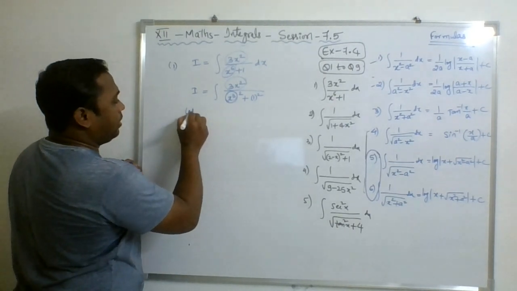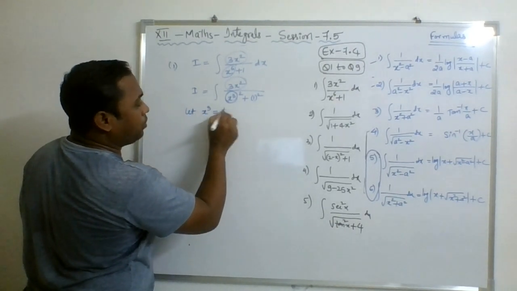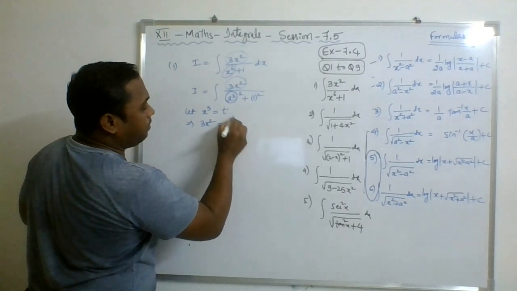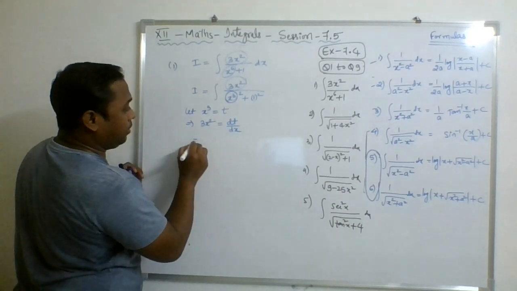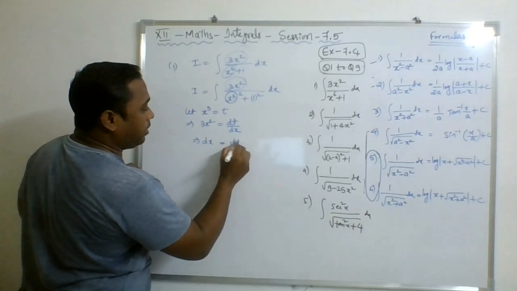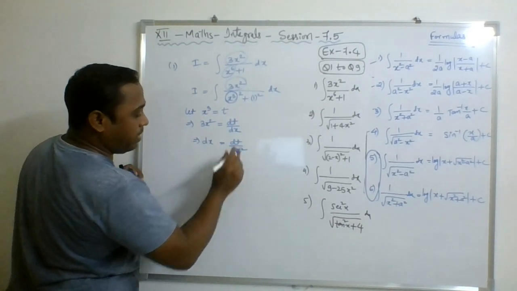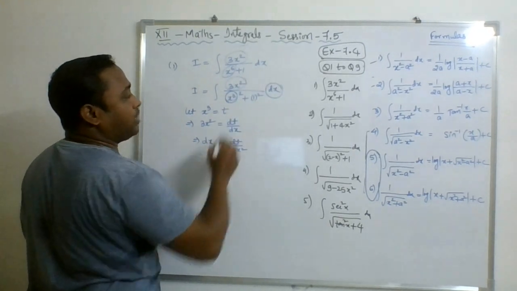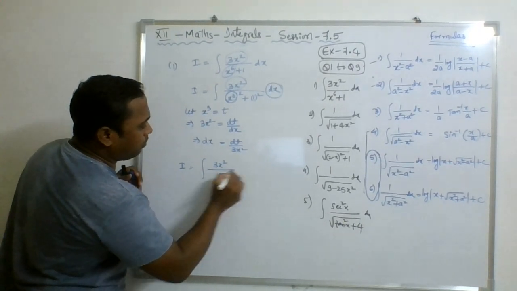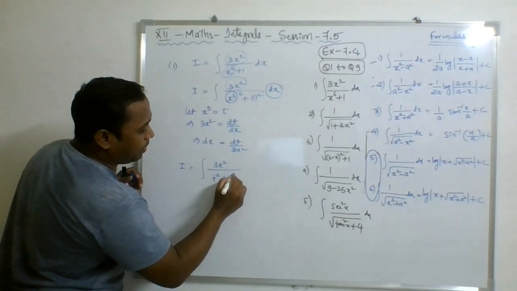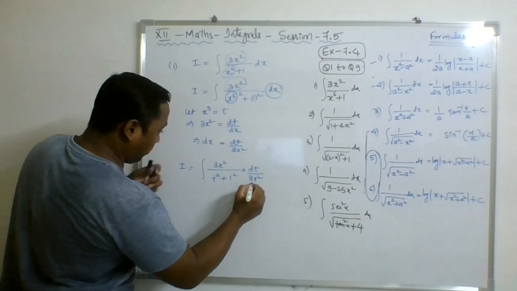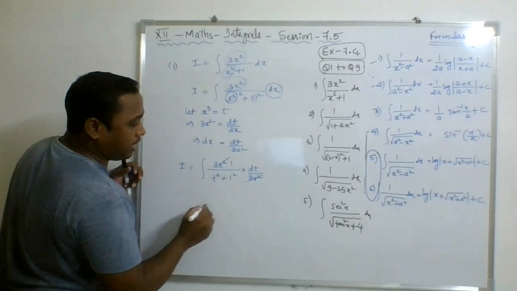So let x cube be equal to t, then the derivative of this function is 3x square, and the derivative of t is dt by dx. So ultimately, dx will be dt upon 3x square, just by doing cross multiplication. Now we are going to change dx as well. I is equal to 3x square by t square plus 1 square into dt by 3x square. So 3x square and 3x square get cancelled.